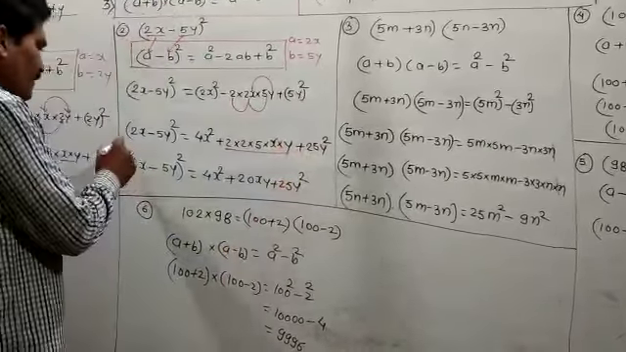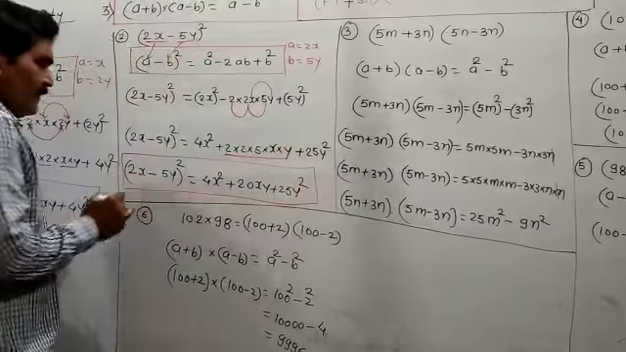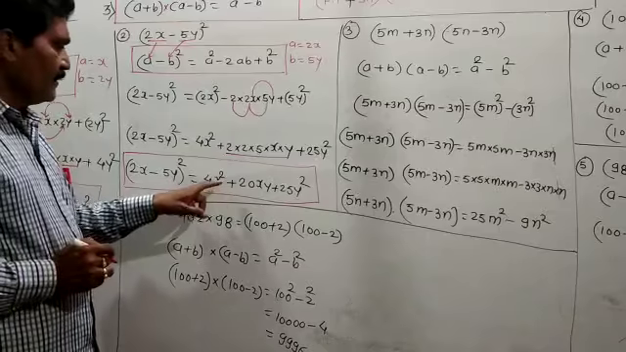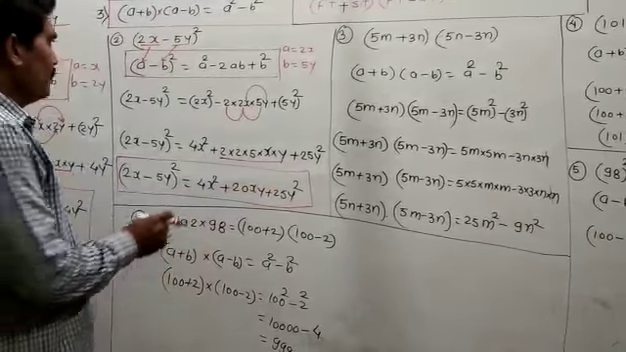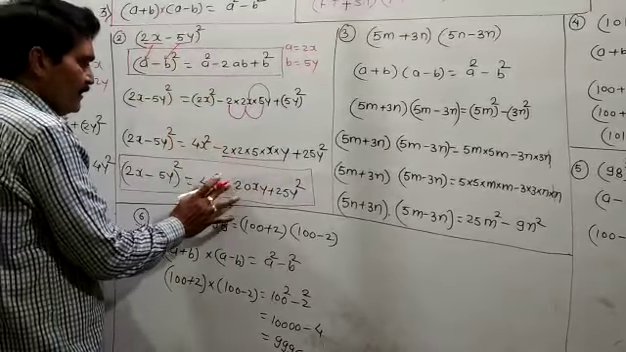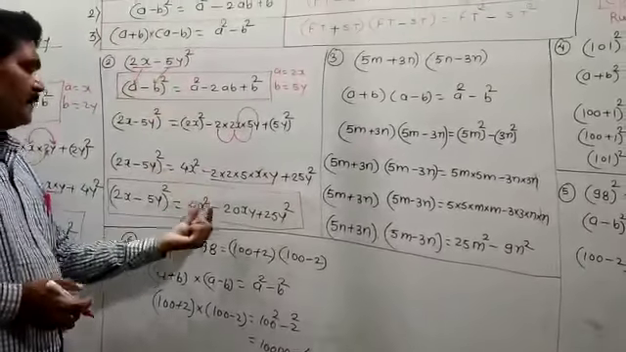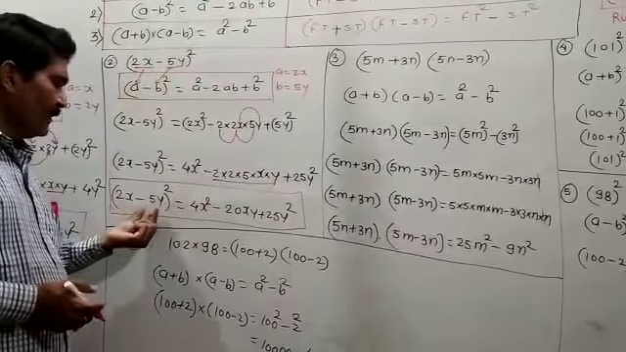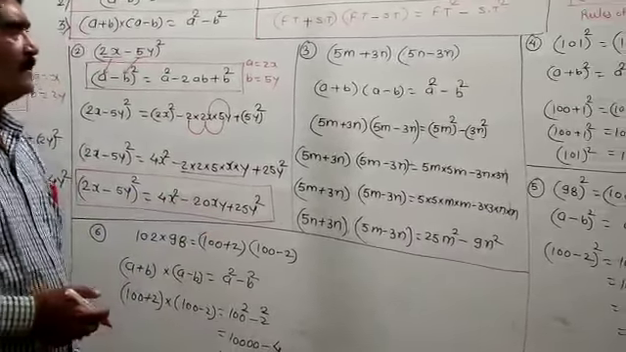From that you can say that (2x - 5y) bracket square is equal to 4x square plus 20xy plus 25y square. Here, if there is a minus sign, then the middle term will have the minus sign. So (2x - 5y) bracket square is equal to 4x square minus 20xy plus 25y square.